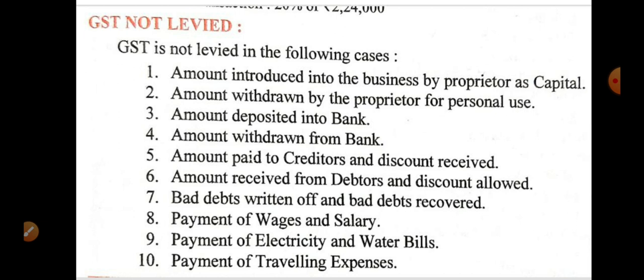Bad debts written off and bad debts recovered. So what are bad debts? When your debtor is not able to pay you an amount that you were supposed to receive for the goods that you had sold, we don't charge GST. And when we recover the bad debts, that means all of a sudden from somewhere we recover the money that we thought we would never recover, GST will not be charged. Wages and salary, electricity and water bill and traveling expenses. So when you make the journal entry, you keep a note that these will not be charged with GST.